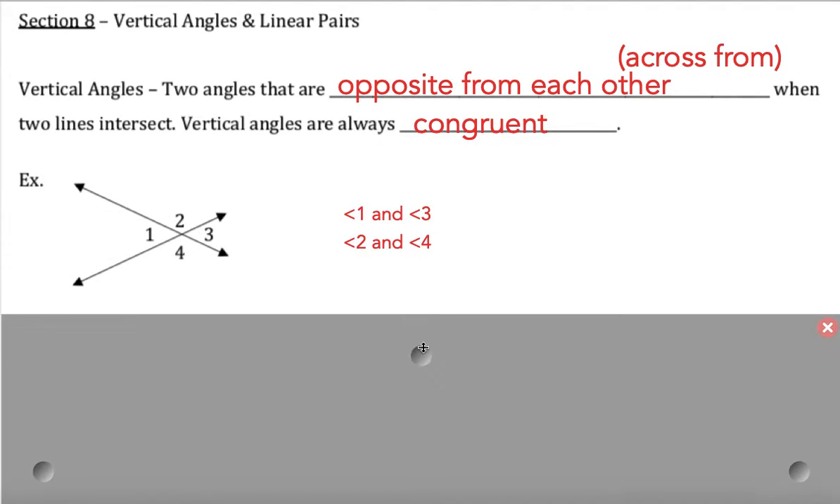In this picture here, we have two lines intersecting. The pairs that are across from each other would be 1 and 3, and 2 and 4. I always remember that opposite V's are called vertical angles. You might see opposite V's here between the 1 and the 3 and the 2 and the 4.